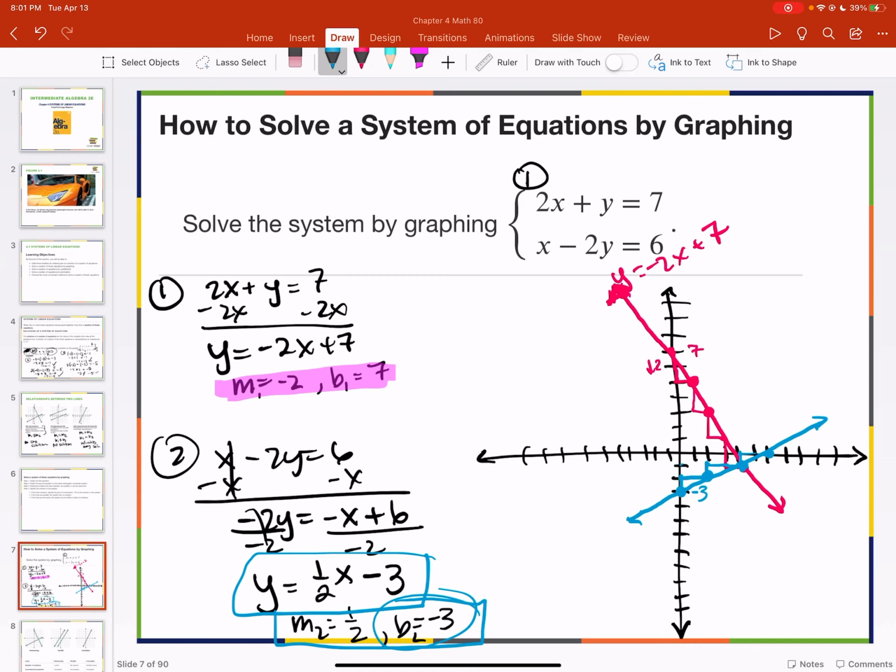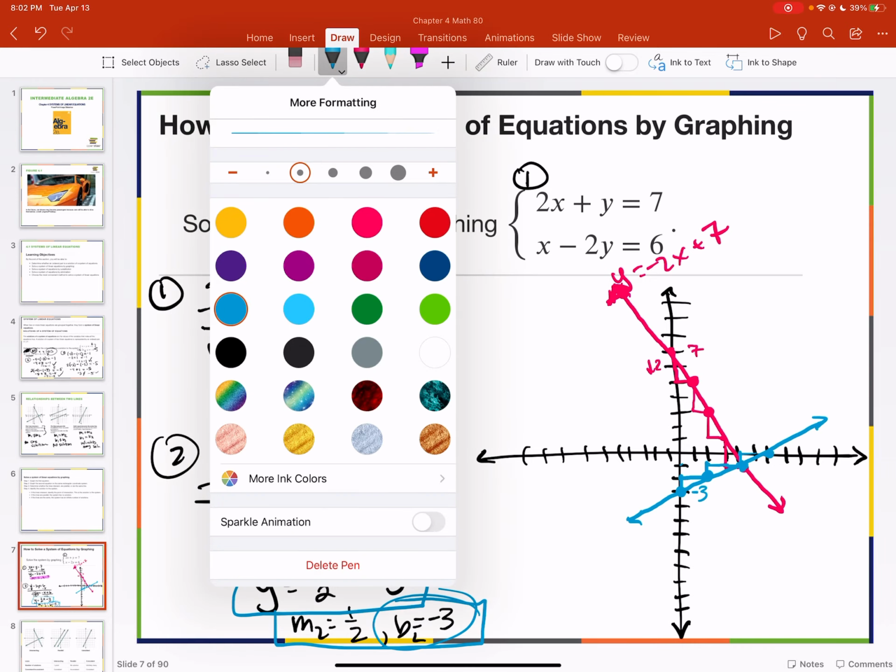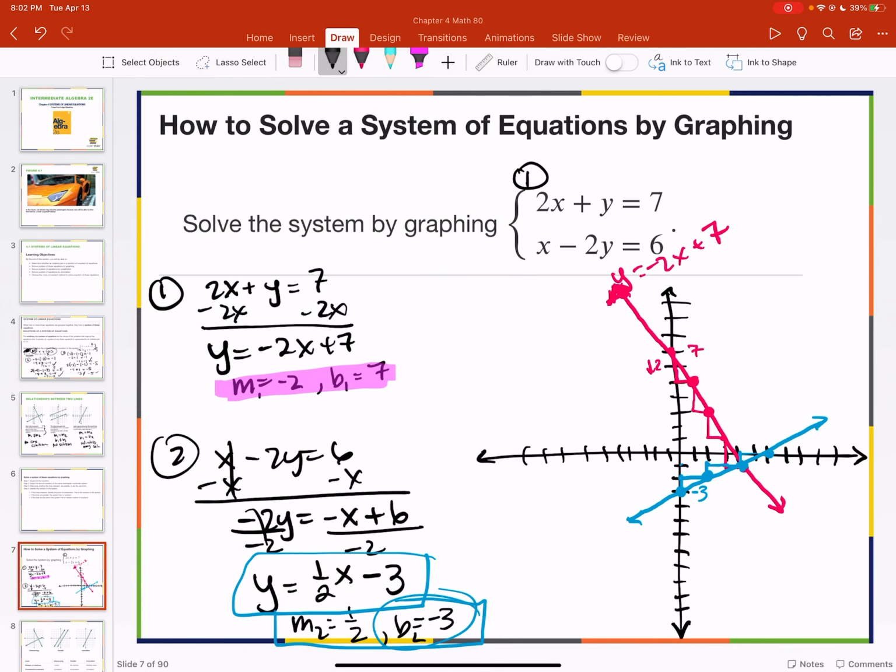Let me pick another color. They cross here at this point, which is 1, 2, 3, 4 for x, and y is negative 1. Yep, so this is the solution, and you can plug that in and check, but this is the right solution.